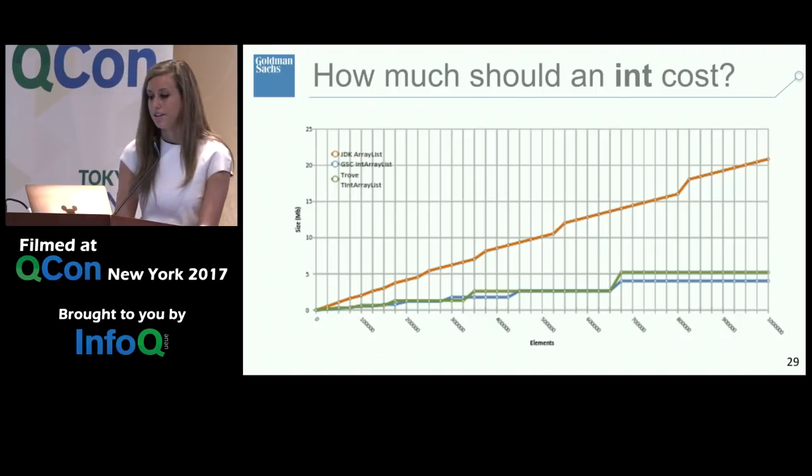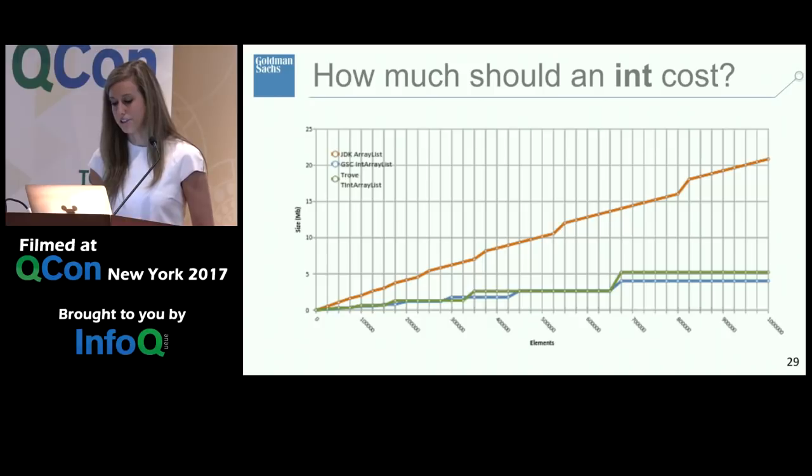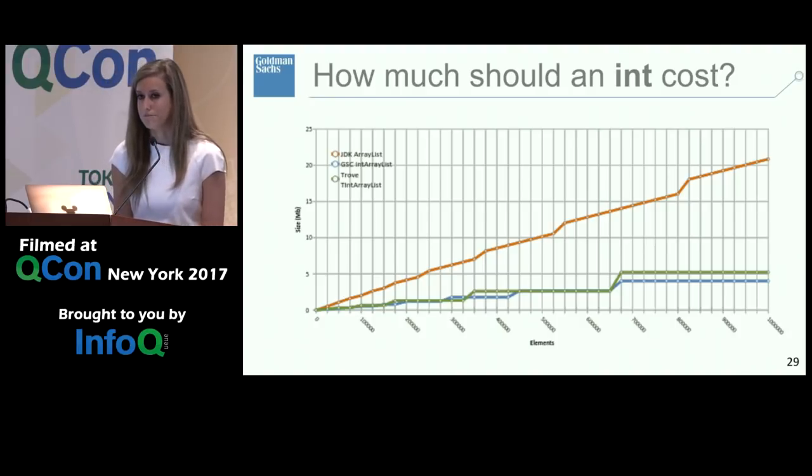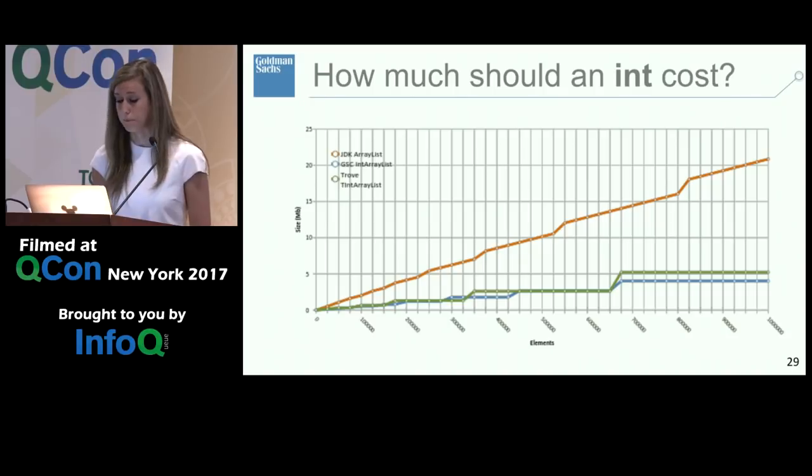So how much should an int cost? This is one of our memory comparison charts, and it shows you the benefits of using primitive collections if you can versus an object collection. The orange is the JDK ArrayList of type Integer, and then the blue and green, respectively, are GS Collections and Trove, and their memory performances with an IntList, or an IntArrayList, excuse me. So again, as your element size really increases, it really does save you a lot of memory. So something to consider if you're dealing with things that could potentially be primitive.